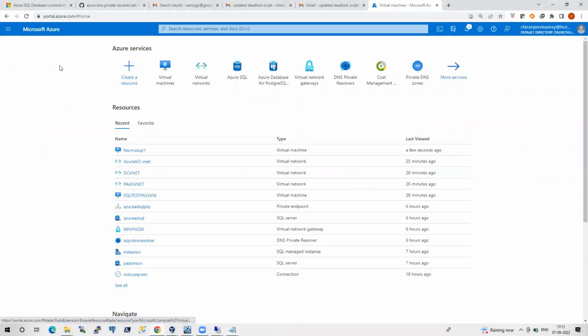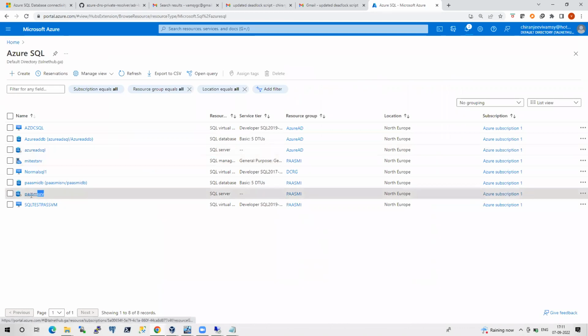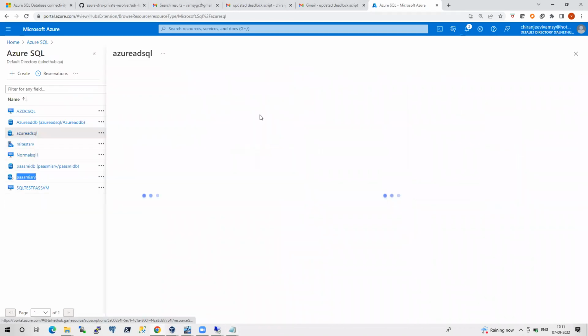So I have two Azure SQL servers here. One is Azure AD SQL, that is part of the Azure AD VNet. And there is one more Azure SQL by the name PaaS MI server. Let me grab those two.